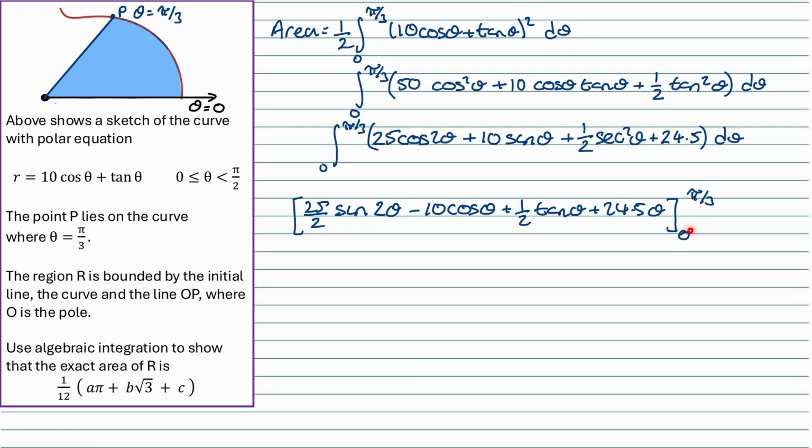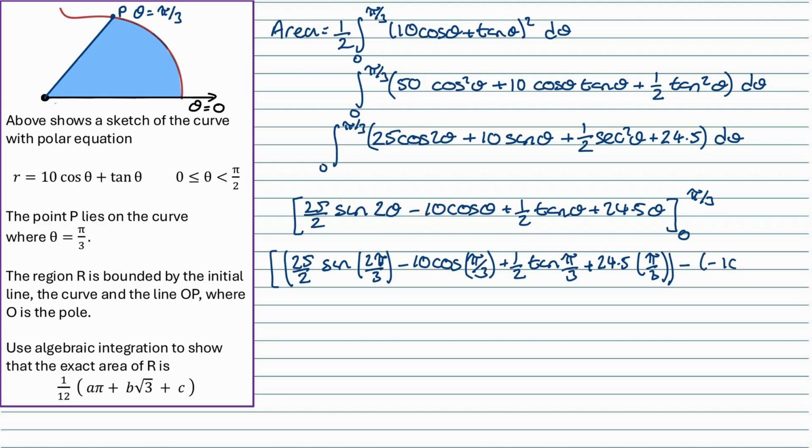So now we need to substitute in our limits. When we substitute it in here, we'll get 2 pi over 3. When we substitute it into the cos, we'll get the cos of pi over 3 plus the 1/2 tan of pi over 3, and we'll substitute it into here. And when we substitute in the 0, the sine term will become 0, so will the tan, and this term. When you substitute the 0 into cos, we get 1, so this will reduce down to -10. So we're subtracting that -10, and then we'll close that bracket.